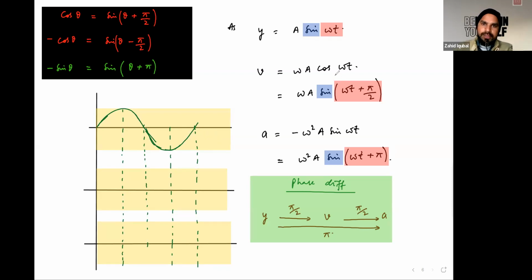For velocity, which is cosine function, it means at t equals 0, cos t will be maximum. So it will start from this part. Move to 0. Then negative side, positive, and then to same point.